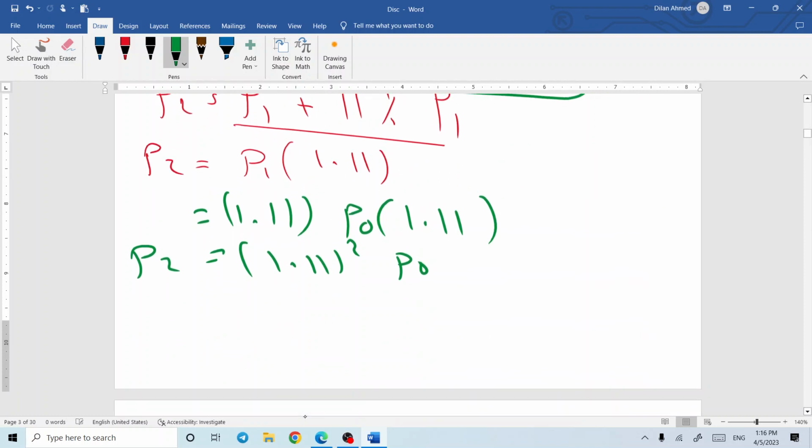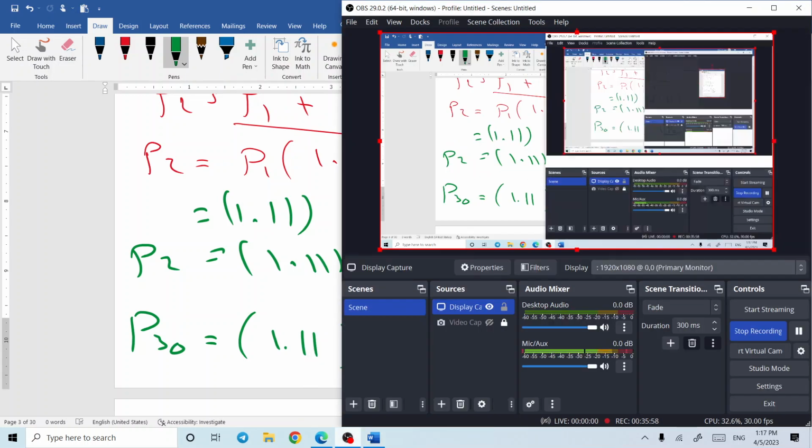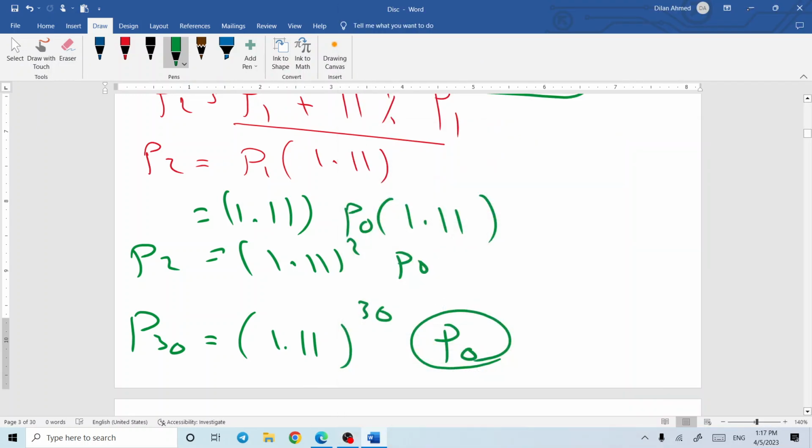So depending on this induction, N1, N2, I can find P13 equal to 1.11 to the power 13 times P naught. How much is P naught? Whatever you like, 10,000, I don't know, it depends on the given. Did you understand what I did? Using the initial value to get the nth formula. That's called recurrence and induction.